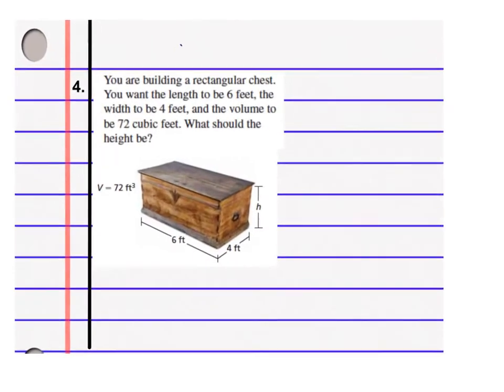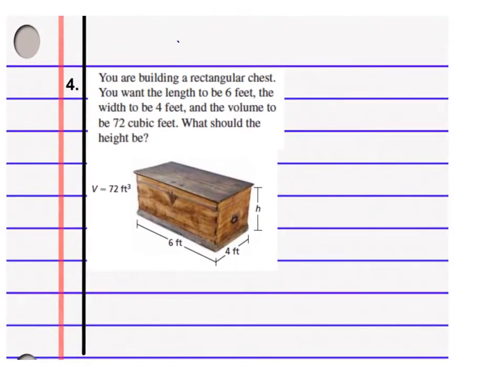All right, next you are building a rectangular chest, a little trunk here. You want the length to be 6 feet. You want the width to be 4 feet. So maybe you have a place in your closet, in your room where it's going to be stored and you know those dimensions. You want the volume to be 72 cubic feet. What should the height be?